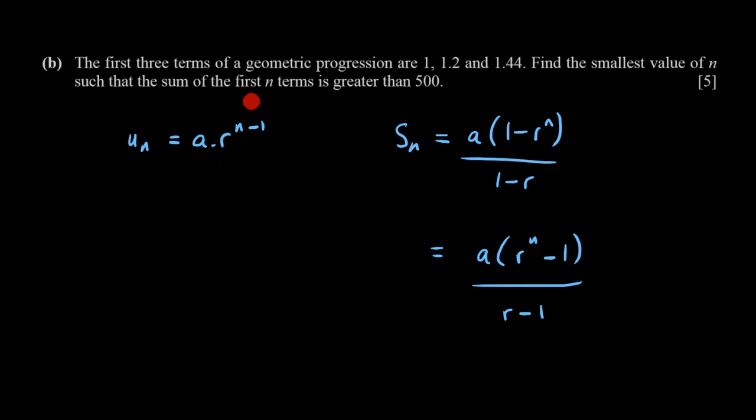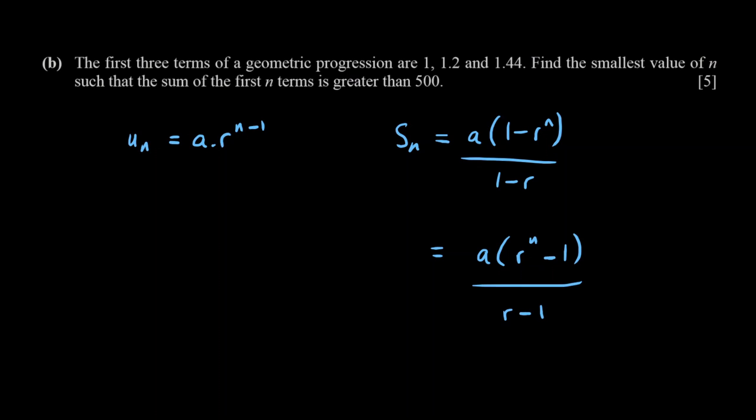So the nth term is a times r to the power n minus 1, where a is the first term, r is the common ratio. And the sum of the first n terms is either this, a times 1 minus r to the n over 1 minus r, or if we were to multiply top and bottom by negative 1, that is the same as a times r to the n minus 1 over r minus 1.